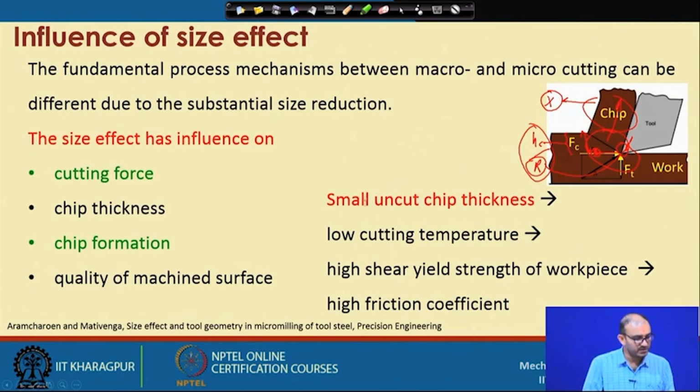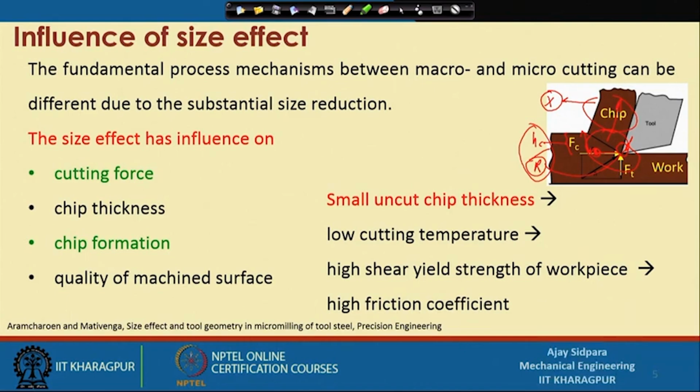So, these are the different influences in the machining zone, so we have to understand at which particular ratio of hc by r we can get efficient material removal. So, let me finish this talk here, and we will continue from this particular lecture in the next slides.